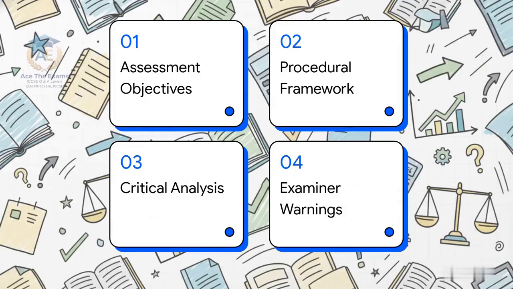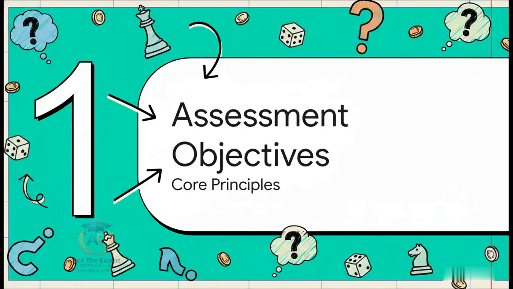Here is our roadmap for today's session. Number 1, core assessment objectives. Number 2, the procedural framework. Number 3, mastering critical analysis. And number 4, top examiner warnings. Section 1, core assessment objectives. Let's see how this builds our understanding.